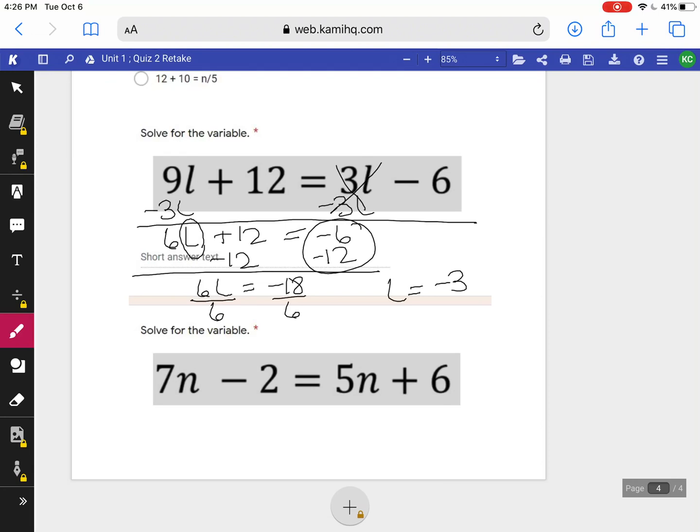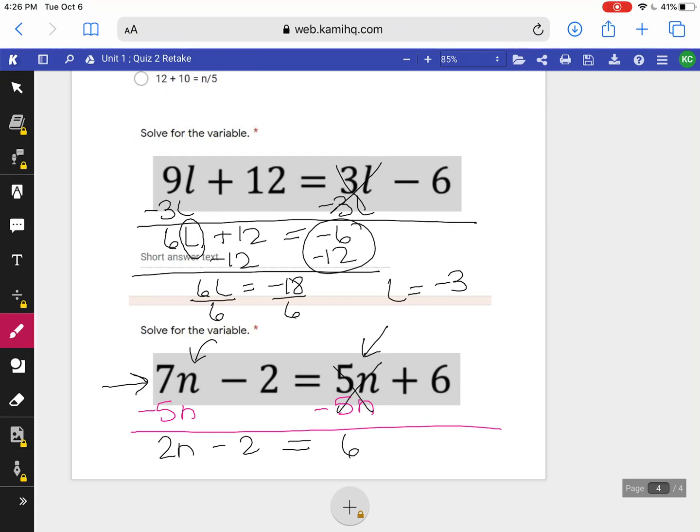Deep breath. We have one last problem to do. We're looking again at the fact that we have common variables on both sides of this equation, so I need to remove the variable that has the smaller value. I'm going to subtract 5n from both sides. By subtracting 5n from both sides, I am collecting my like terms when it comes to my variable terms. 7n minus 5n is 2n. I still have a -2 on the left-hand side. 5n minus 5n is gone, but I have a 6 left on the right-hand side.